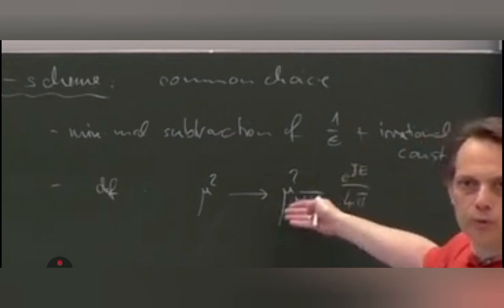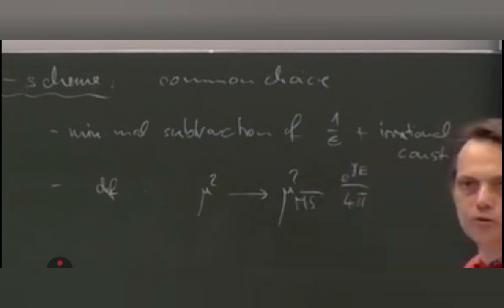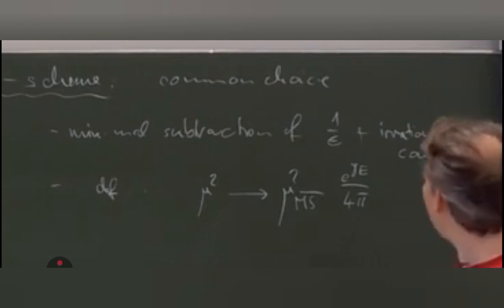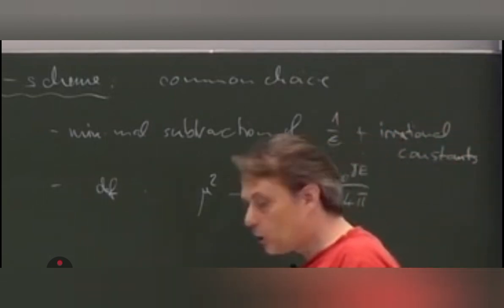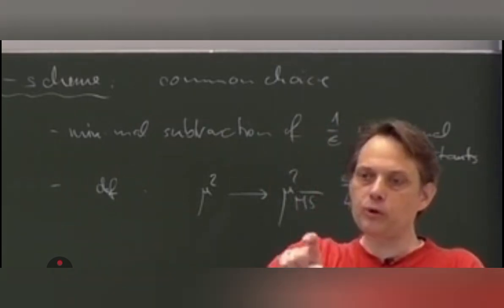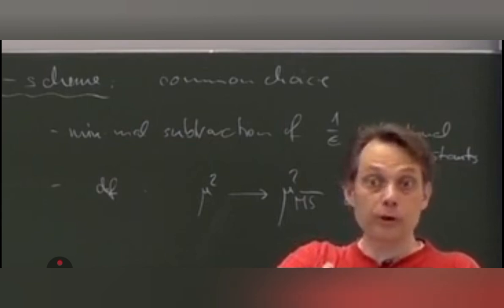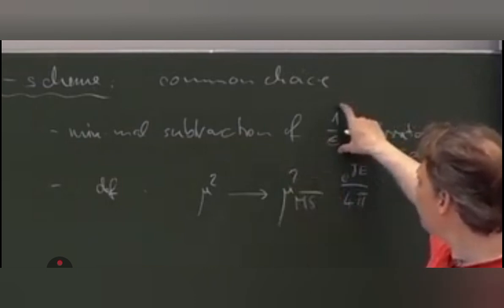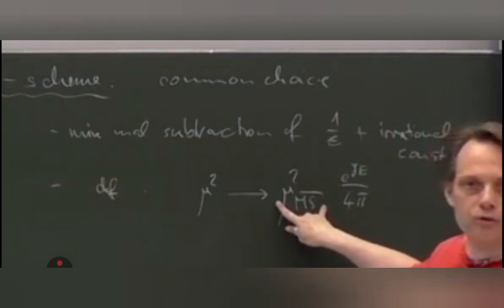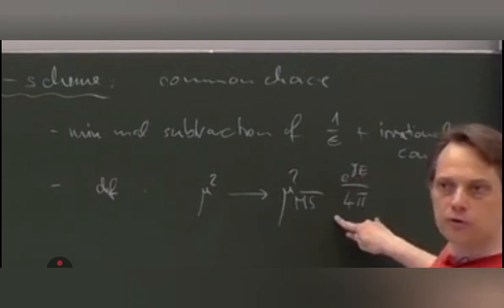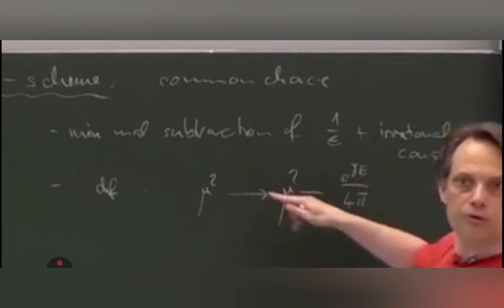Wherever mu square appears, there appears some combination of irrational constants, and those are exactly the irrational constants which we want to drop out together with the 1 over epsilon. Remember that in loop integrals, the coefficient of 1 over epsilon is always the same as the coefficient of log mu square. So after that replacement, the coefficient of 1 over epsilon is the same as the coefficient of log mu square MS bar plus the coefficient of gamma e minus the coefficient of log 4 pi. And those are exactly the constants that we want to drop out in the MS bar scheme.